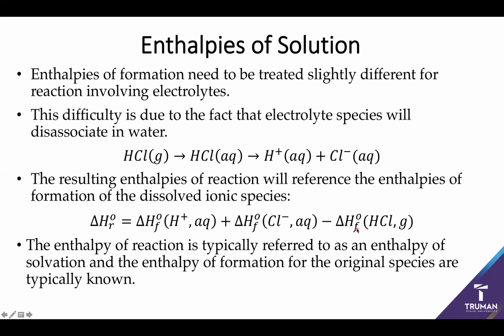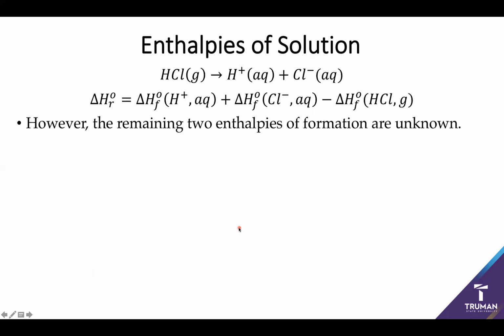This enthalpy of reaction is typically referred to as an enthalpy of solvation, going from either a solid to an aqueous phase, or a gas to an aqueous phase. And the enthalpies of formation for the original solid or gas phase species are usually known. So then all we have to really worry about is the enthalpy of formation for the ions. The unfortunate part is that both of these ionic species are often unknown. So if we were able to measure the enthalpy of solvation, we would still not have enough information, because you need to have at least one of these species known.